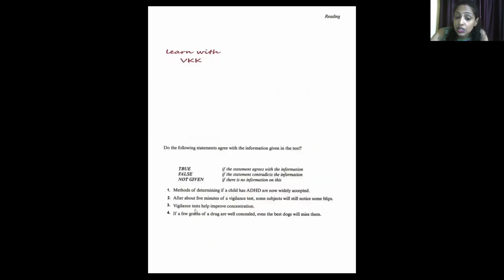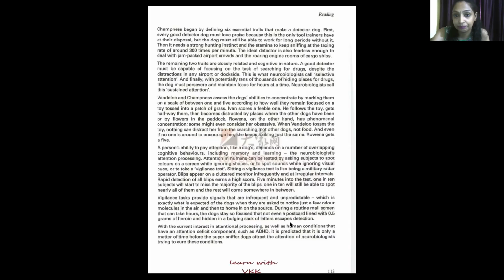It says, vigilance tests help improve concentration. And if a few grams of drugs are well concealed, even the best dogs will miss them. Looking at that fact, if I see this, it says vigilance test can help improve concentration. There was something about concentration here, but the answer is not here because we are not discussing vigilance test there. So vigilance test comes in this particular area.